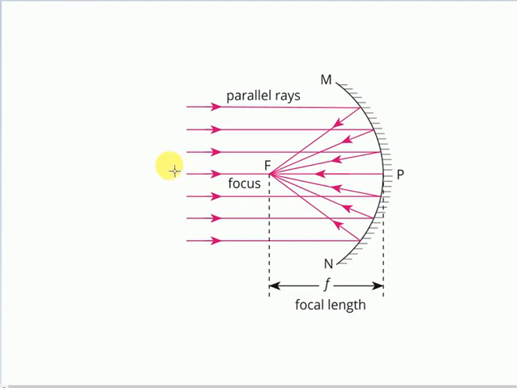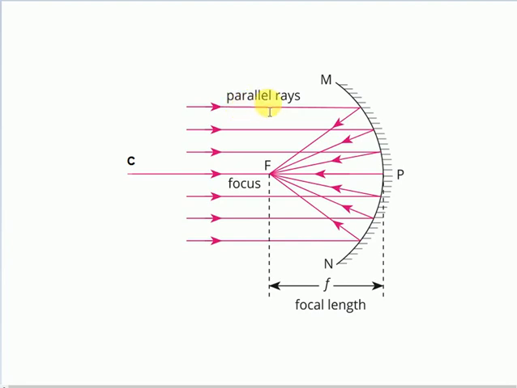Let me first increase the length of the principal axis so that we can identify it properly. So this is my principal axis. It now shows the center of curvature. So this is my center of curvature.